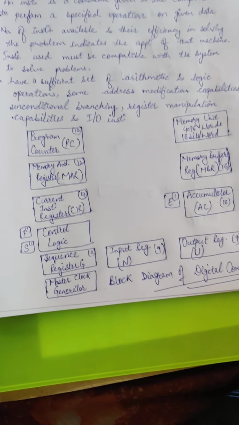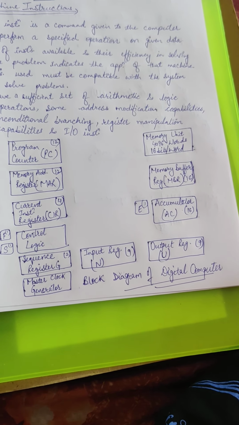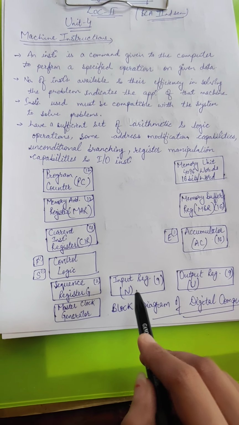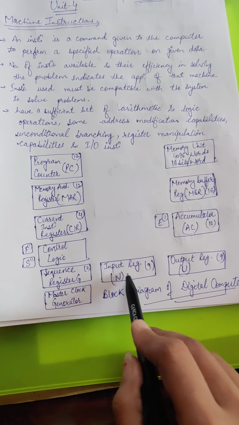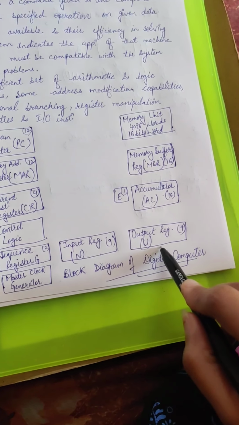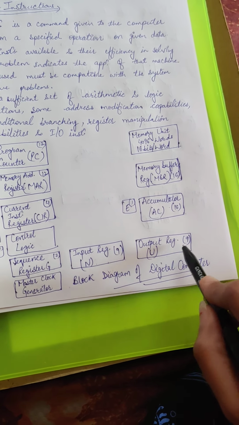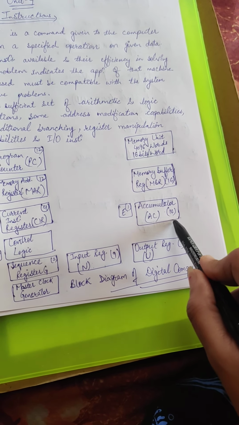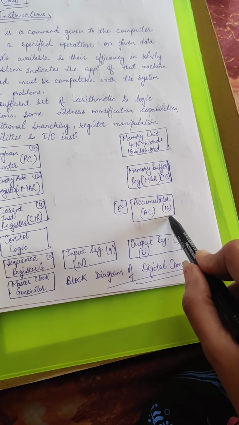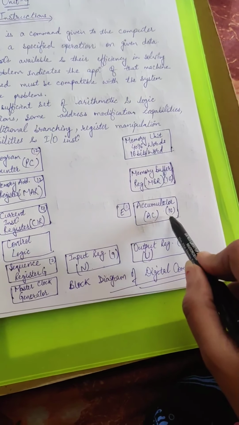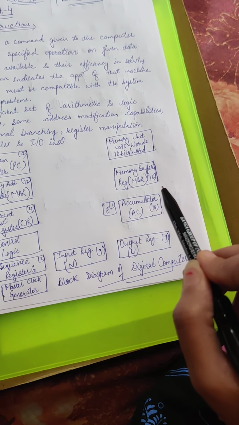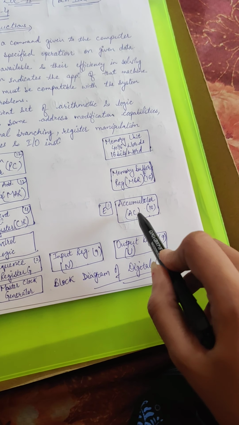Okay, next is input register. Input register is of 9 bits, that means it is used to store 9-bit input. It gets data from input devices. Output register is also of 9 bits. It is used to provide output data to the output devices. Next is accumulator. It is of 16 bits and it is the main register which is used to process every instruction or every task.